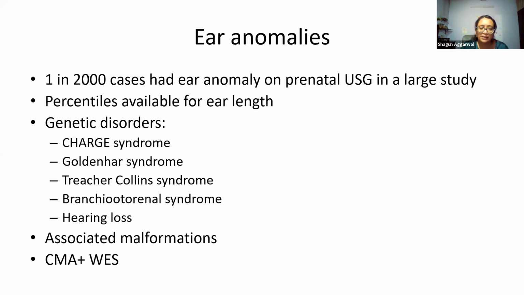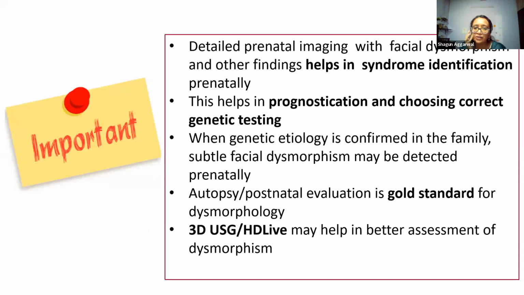There are various genetic disorders associated with ear anomalies, and most of them have associated hearing loss, and many would have associated malformations. So if you have ear anomalies, think of investigating for various genetic conditions to prognosticate the family better. Sometimes there may not be associated malformations, but many of these children can have hearing loss, so it's important to still investigate irrespective of whether there are associated malformations or not.